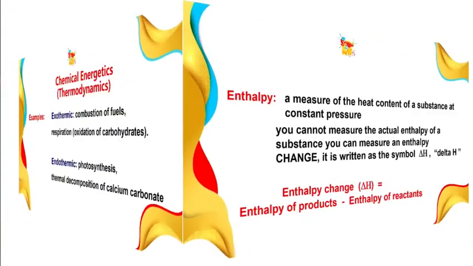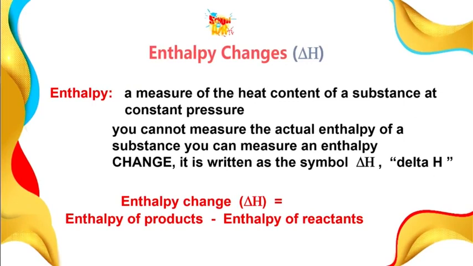Now let's move further. We have mentioned heat changes in chemical reactions. How do we actually measure heat change? There is a term we use, called enthalpy, which is denoted as H. We measure it as enthalpy change, which is denoted as delta H. Now, what is enthalpy itself? It is a measure of the heat content of a substance at constant pressure.